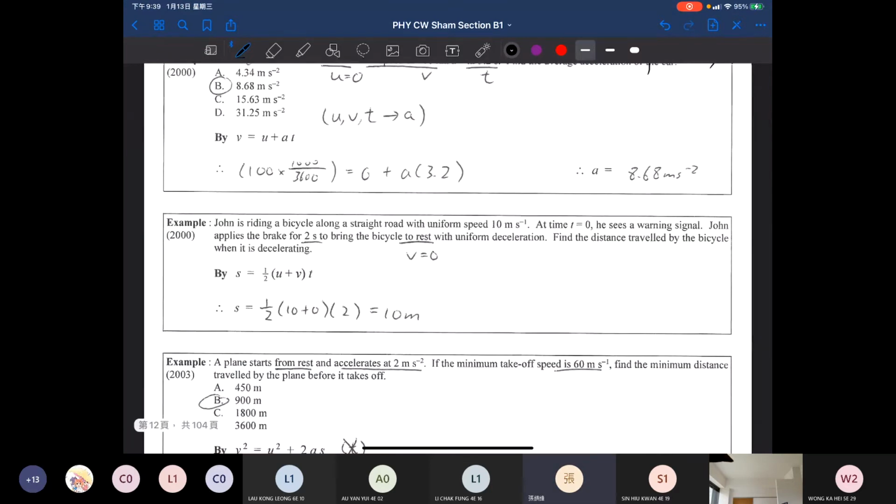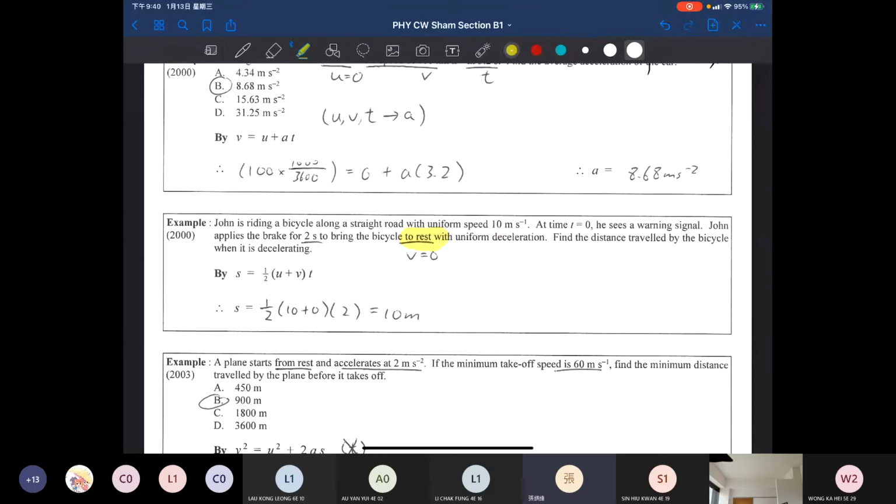So John is riding a bicycle along a straight road with a uniform speed of 10 meters per second. At the time t equals to 0, it sees a warning signal. John applies the brake for 2 seconds to bring the bicycle to rest. Rest means that the velocity is 0, okay? It's also very important for you to understand the meaning of the English word and its physical meaning. So at rest means the V is equal to 0. Okay, so find the distance traveled by the bicycle when it is decelerating.